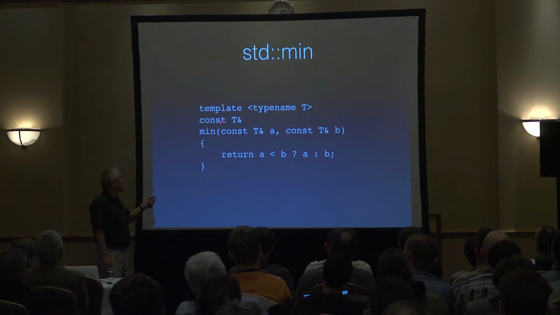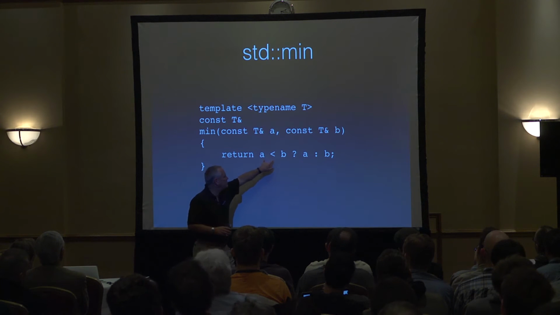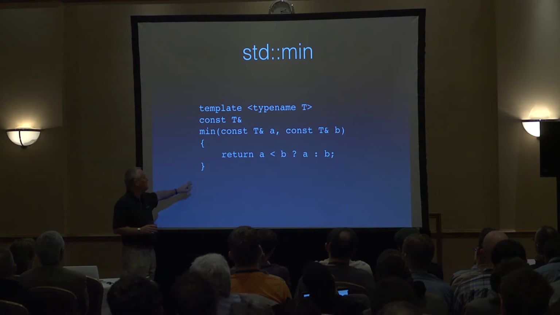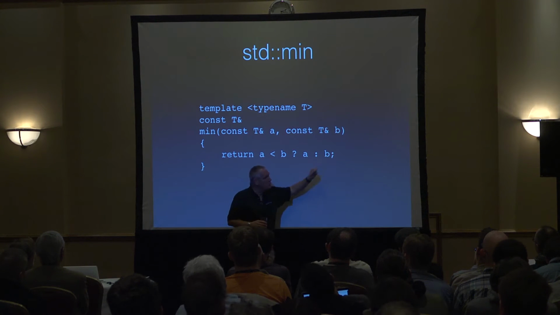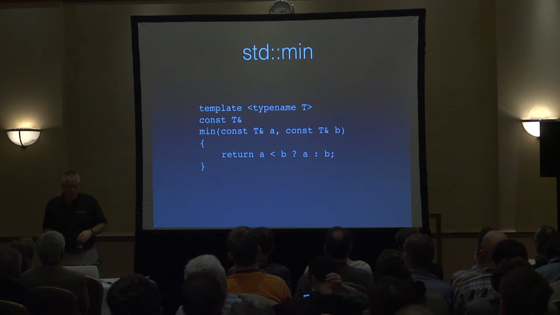It's a template function on a single template on a single type. It takes two const references and returns a const reference, and it returns one of the values that you pass in. Which one? The one that's less. It compares them and returns the lesser. In the case of them being equal, it returns the second one. You can write this in different ways and ensure that it returns the first one if that's important to you.